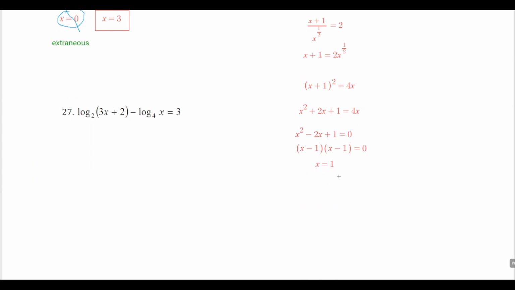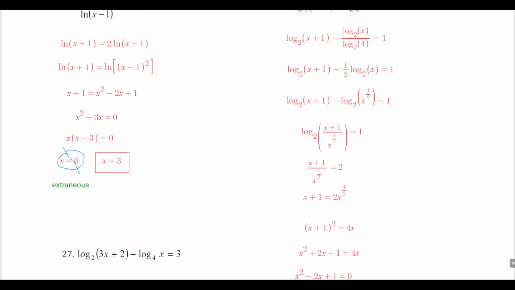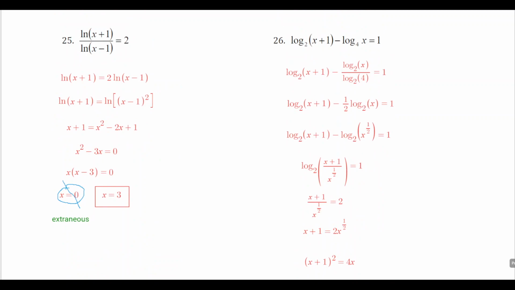What a problem. Oh my goodness. Look at how many steps this one took. This one's ridiculous. Okay, good thing I left plenty of room for you on that one.